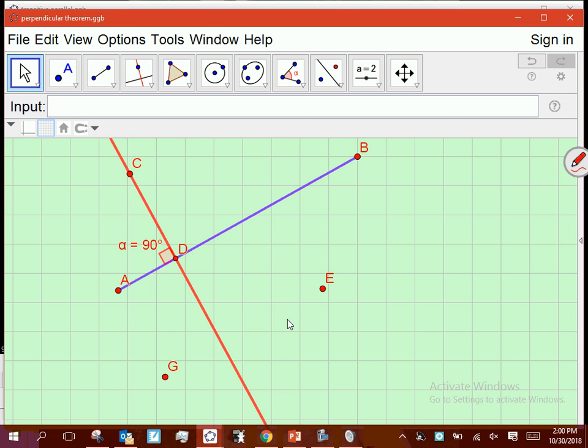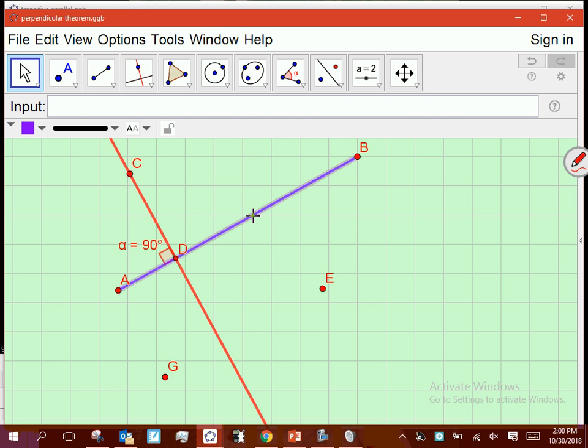All right, so would you guys agree that that purple line is perpendicular to the red one? Blue, purple, whatever. It's purple on my screen. All right, so that is perpendicular to the red one, right? That's what 90 degrees tells us.